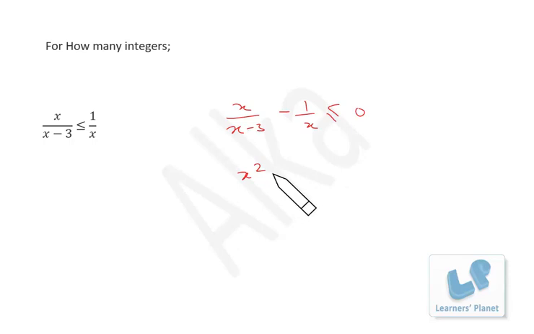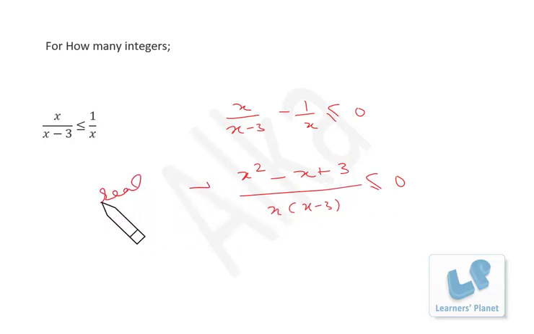So here, x square minus x plus 3 by x minus 3 is less than or equal to 0. Now here we can see the numerator x square minus x plus 3 is always greater than 0. So the roots of this quadratic equation are not real. That means x square minus x plus 3 is always greater than 0, right? So this numerator is always positive. That means if we want this entire expression to be negative, the denominator should be negative. Then only this entire expression would be negative.